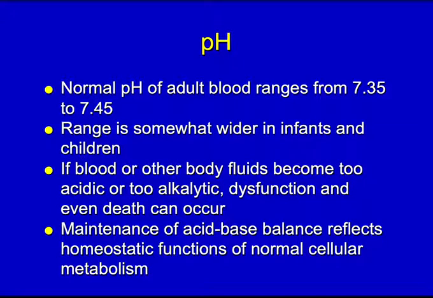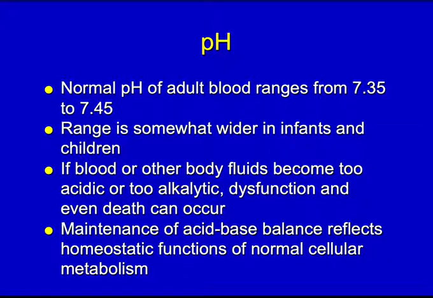So acid base is a range or a value that we get when we do a blood gas, and it basically measures the amount of hydrogen ions that are ranging in the blood. Here we see that the normal range is 7.35 to 7.45.